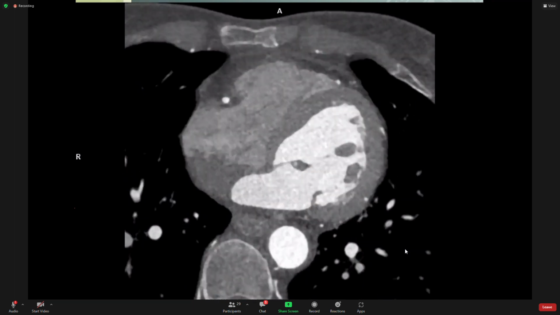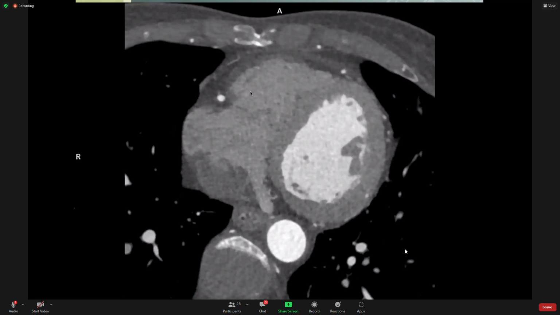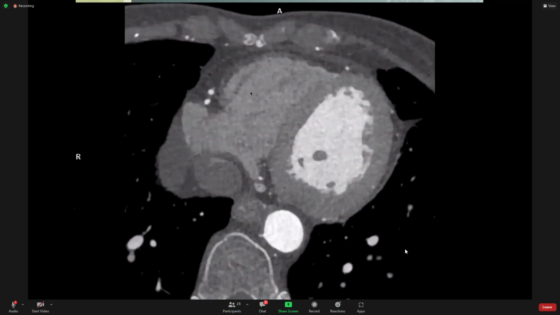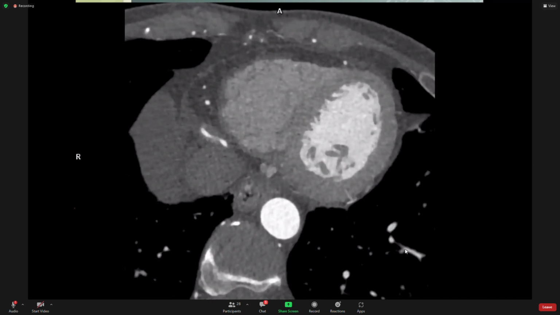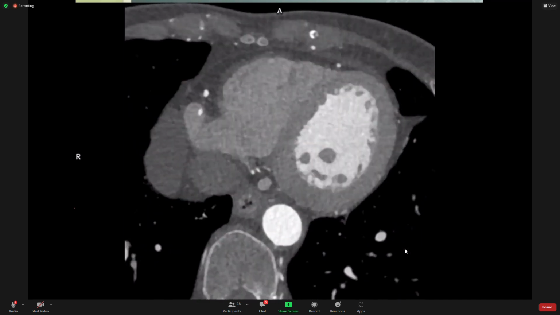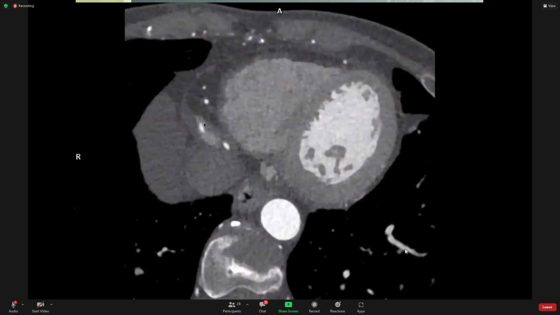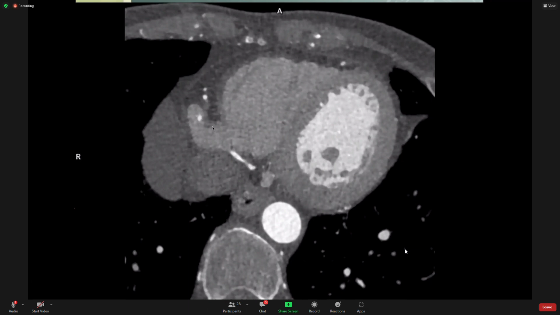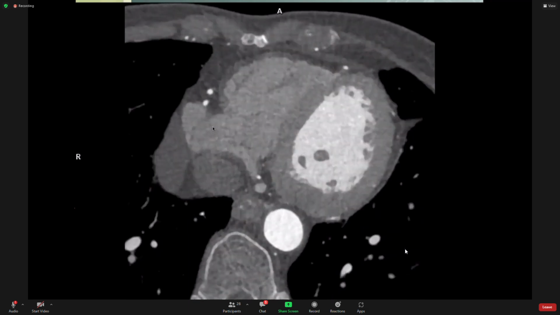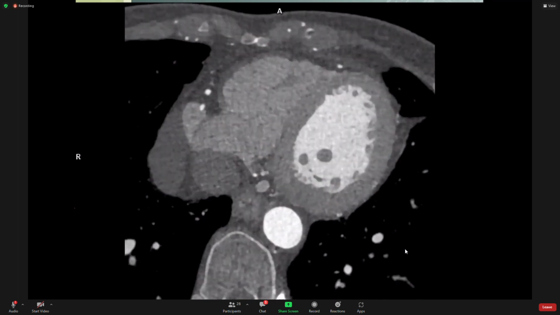So we follow this down, and I want you to focus your attention on the right coronary artery. There's an early bifurcation into the PDA and PLV. But if you look, this branch of the right coronary artery is actually completely inside the right atrium. So a portion of this right coronary artery is surrounded by contrast. It's running within the cavity of the right atrium. And so this is an intracavitary course of the right coronary artery.